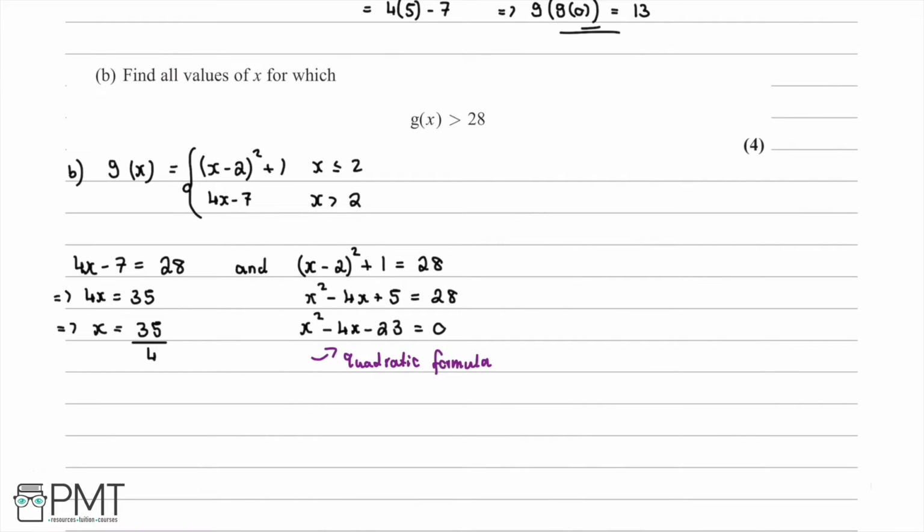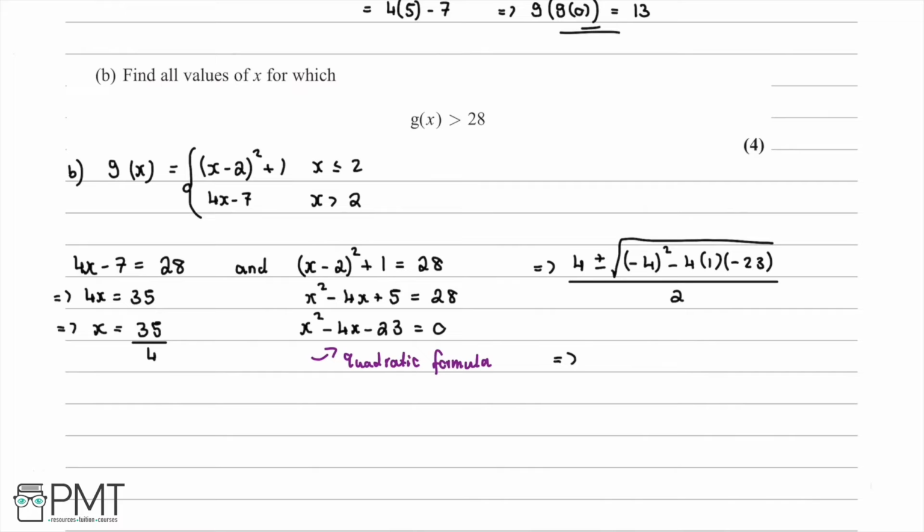And we'll do this up here in this corner of the screen. So we have that minus b, where a, b, and c are 1, minus 4, and minus 23 respectively. So we're going to have 4 plus or minus, then we'll have b squared minus 4ac inside a square root. So we'll have negative 4 squared. Then we subtract 4 lots of 1 multiplied by negative 23. Then we add our square root in here. And then we divide all of that by 2a, which is 2 times 1, which is 2.